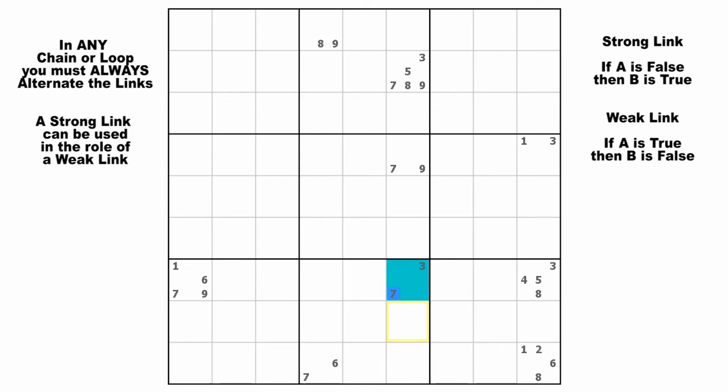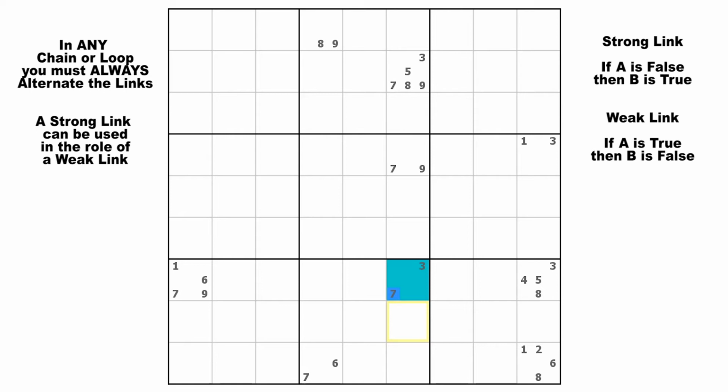If you do not use the internal link, then the links entering and leaving the cell will be opposite. Like if you enter on a strong, you must leave on a weak. And if you enter on a weak, you must leave on a strong. And if you are using the internal link, then the links entering and leaving the cell will either both be strong or both be weak. They will both be the opposite type of link than the internal link. Capiche?